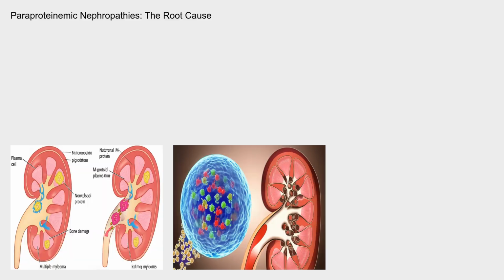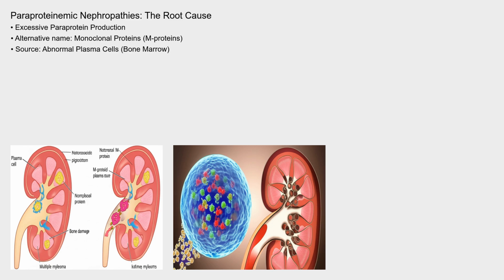So, what exactly triggers these paraproteinemic nephropathies? The root cause lies in the excessive production of paraproteins, also known as monoclonal proteins or M proteins. These proteins are typically produced by abnormal plasma cells in the bone marrow. Conditions like multiple myeloma, Waldenstrom macroglobulinemia, and monoclonal gammopathy of undetermined significance, or MGUS, are commonly associated with the development of these nephropathies. In essence, it's a problem stemming from an underlying plasma cell disorder that ultimately impacts kidney function.